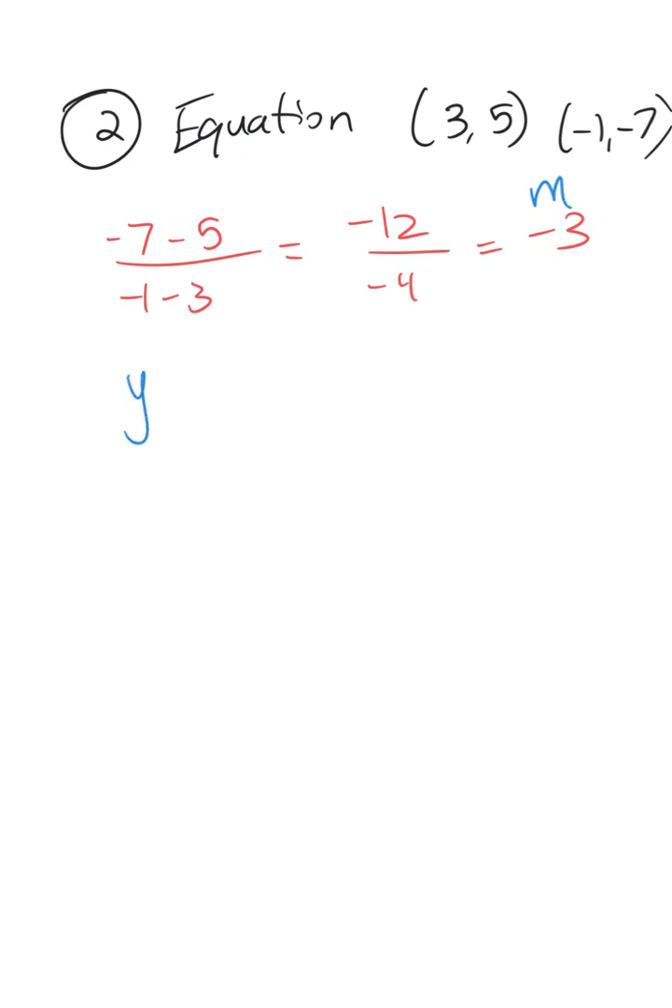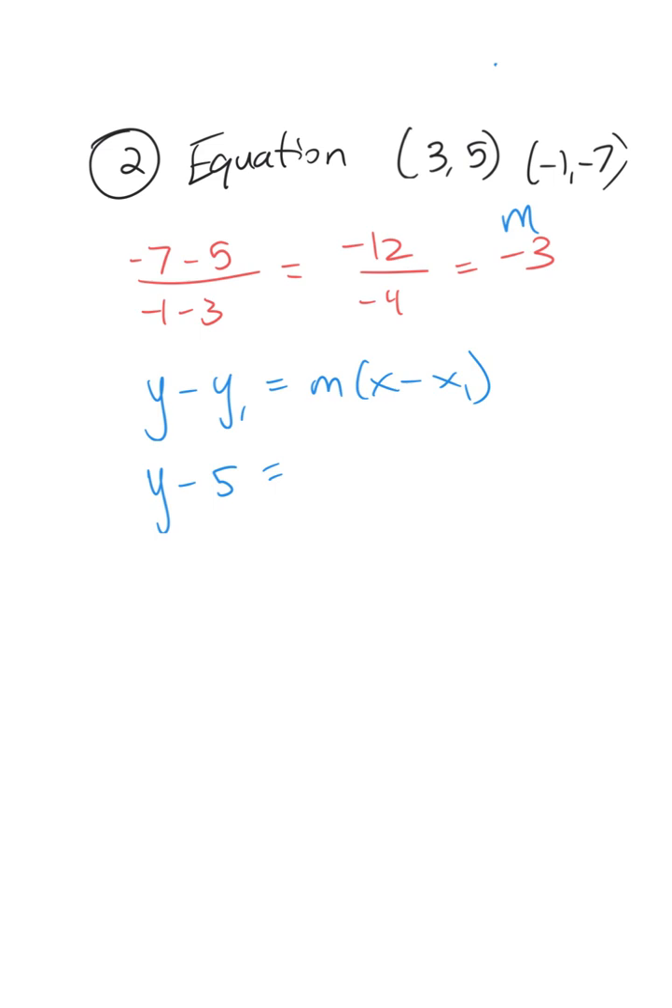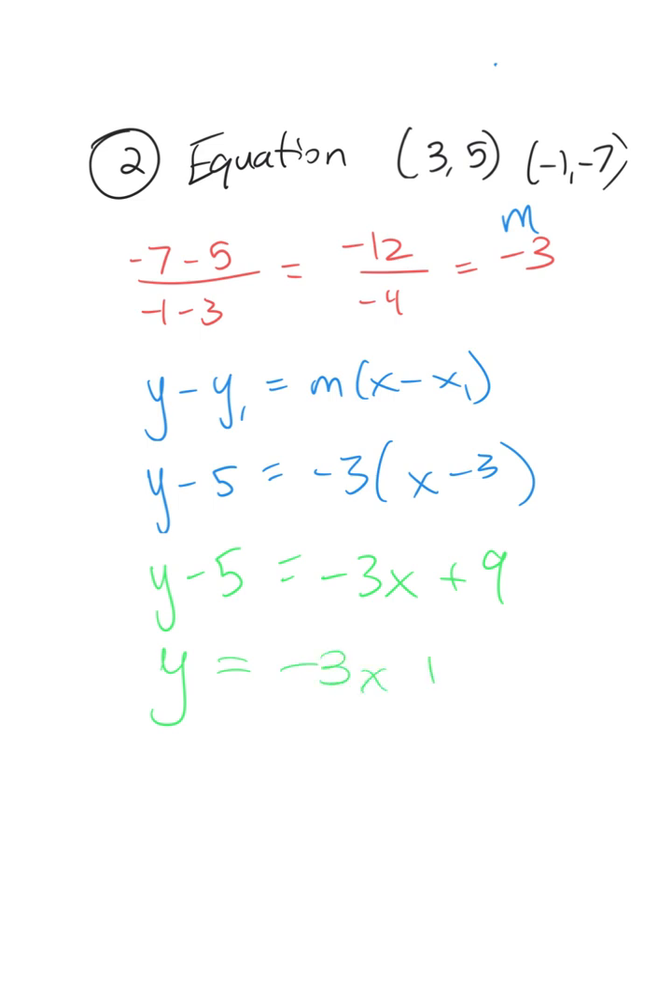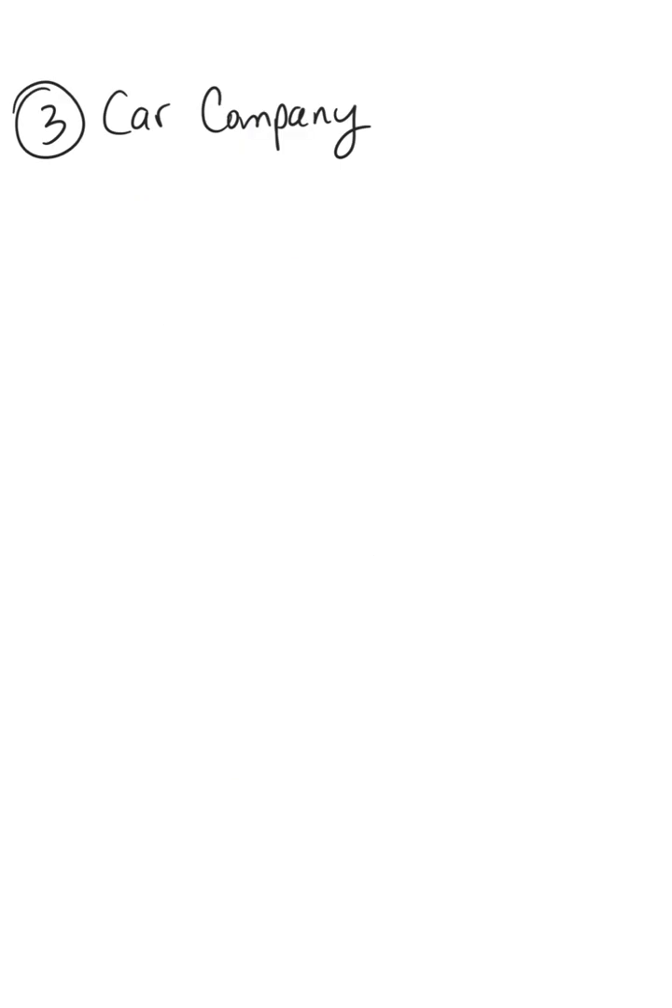Then you're going to plug in y minus y1 equals m times x minus x1, which gives me, I'm going to pick the first point here. So when I do that, I get my -3 there, and then x minus 3. Again, distribute, so y minus 5 equals -3x plus 9. y equals -3x, we're adding that to, plus 14. And there's my answer.